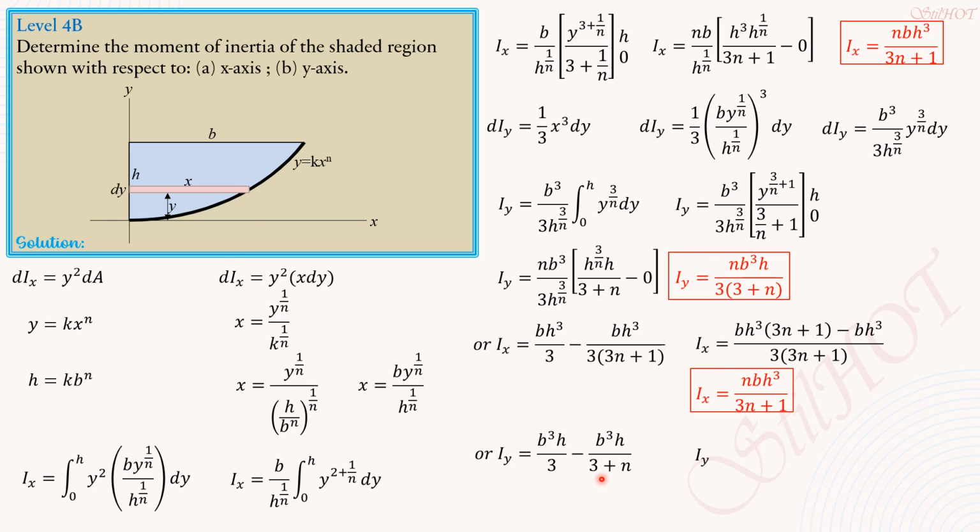So this is the LCD. Iy equals b cubed h times 3 plus n minus 3 times b cubed h, all over 3 times the quantity 3 plus n. So 3b cubed h out. Then in the numerator, what remains is n b cubed h, then divide by, copy the denominator. So n b cubed h over 3 plus n, which is the same as that.